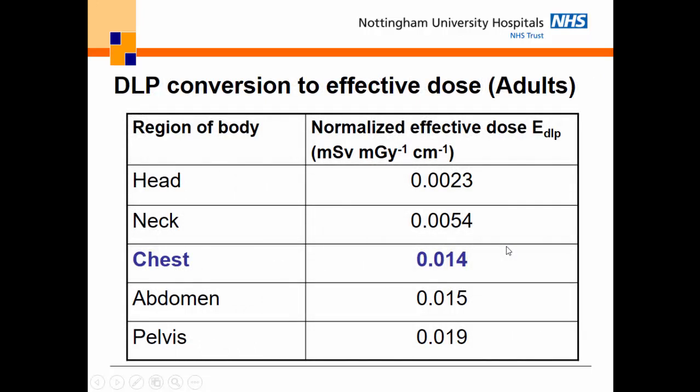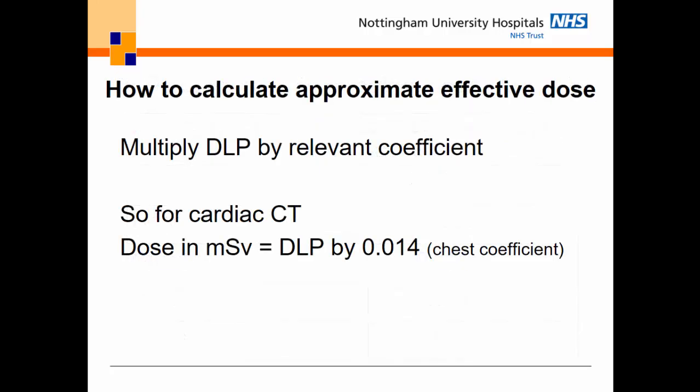Okay, so the next thing we do is how do we convert our DLP in terms of effective dose? So how do we get it into millisieverts? So there is a conversion factor here, given for the chest, that's the bit we're obviously interested in, of 0.014. So you multiply your DLP by that value, and you get a very rough idea of what your dose is in millisieverts. Okay, and then you can do 5% per sievert to work out what the risk is.